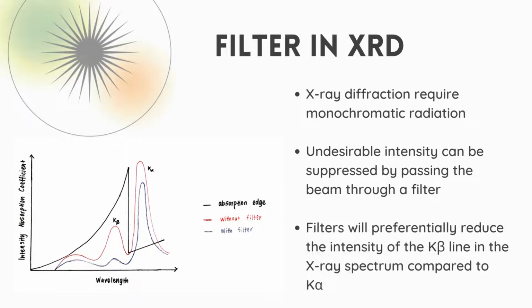In XRD, X-ray diffraction requires monochromatic radiation to carry out the experiment. Undesirable intensity can be suppressed by passing the beam through a filter whose absorption edge of K lies just between the K-alpha and K-beta wavelengths. Filters will preferentially reduce the intensity of the K-beta line compared to K-alpha.